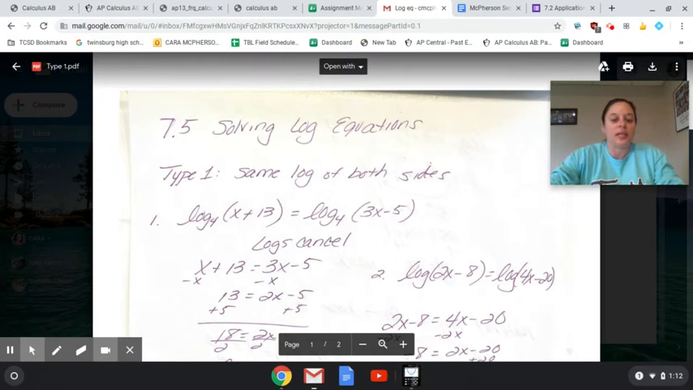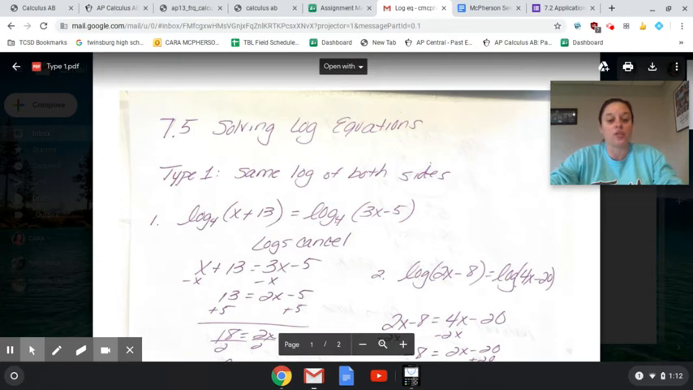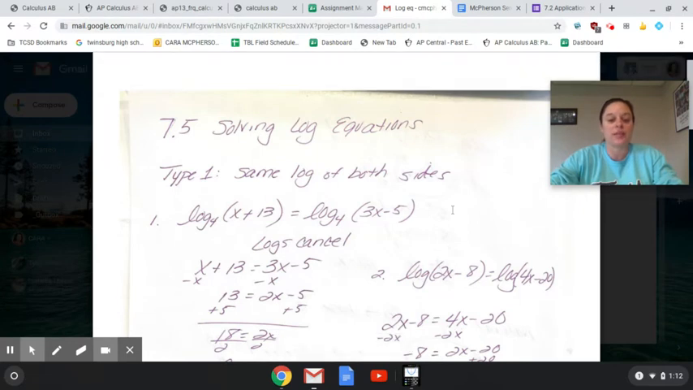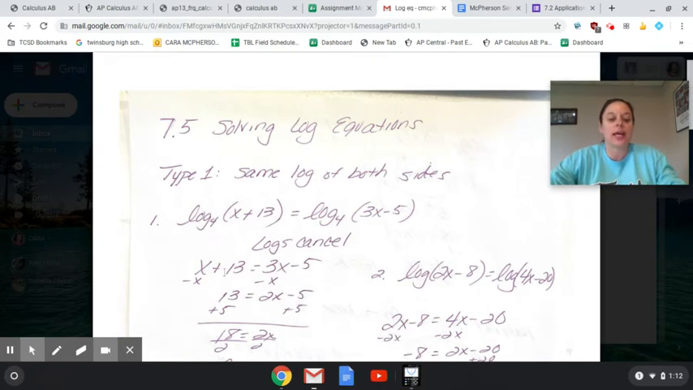What ends up happening, and this first example is a good example of it, if you have a log base 4 of x plus 13 on one side, and then you have log base 4 of 3x minus 5 on the other side, essentially the logs just cancel. They kind of drop away. And so when that happens, you can put an x through them if you want, and you are left with just x plus 13 equals 3x minus 5. And all you do at that point is solve for x like a basic linear equation.